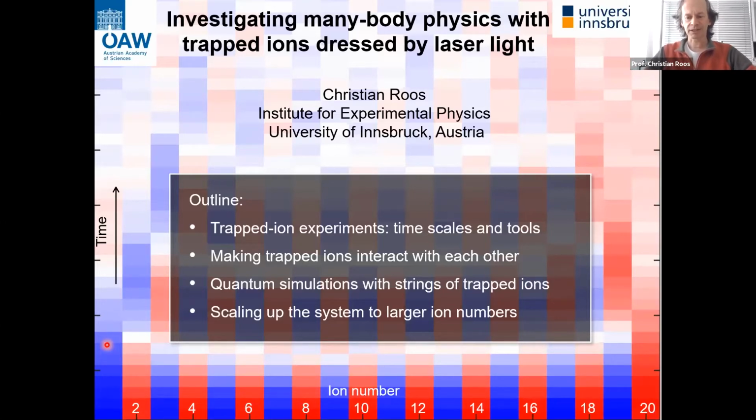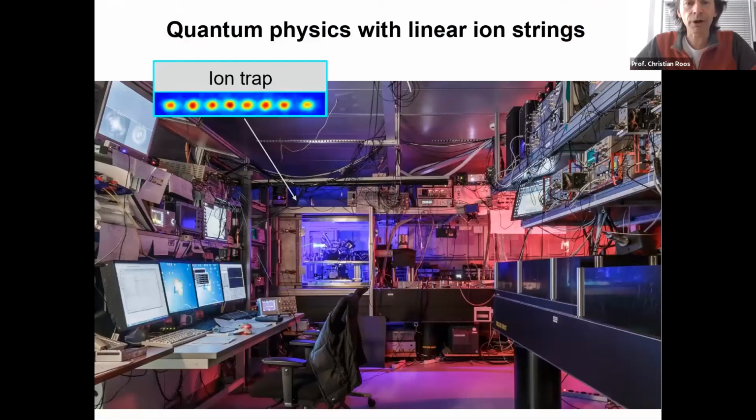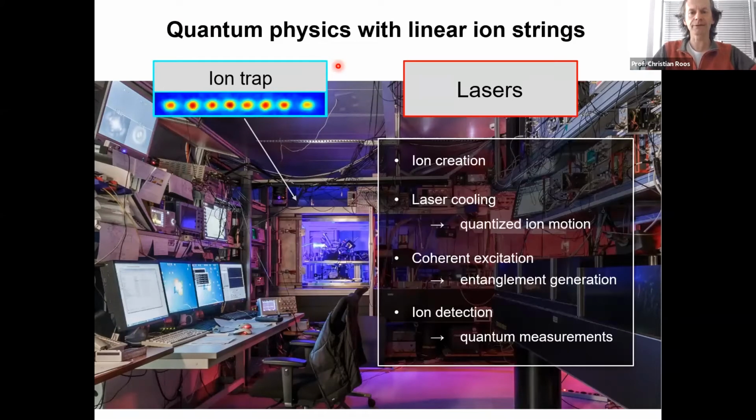But let's first start maybe with a look into our lab, where you see the optical tables, which host the lasers that we use for manipulating ions. And I think I have a pointer here. You see a vacuum system on the table, which houses the ion trap that we use for confining strings of ions or crystals of ions. And these are really the main two parts of our experiment.